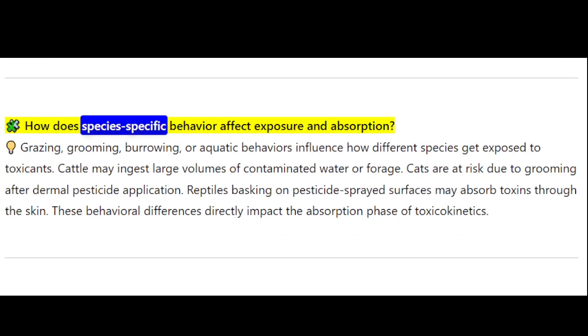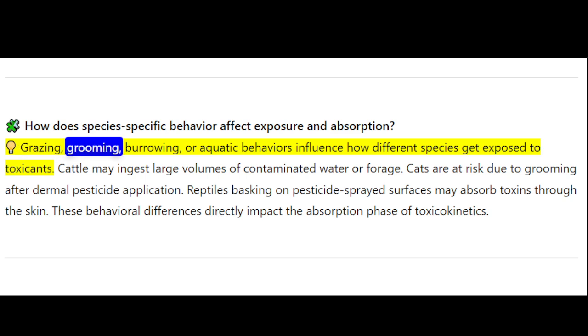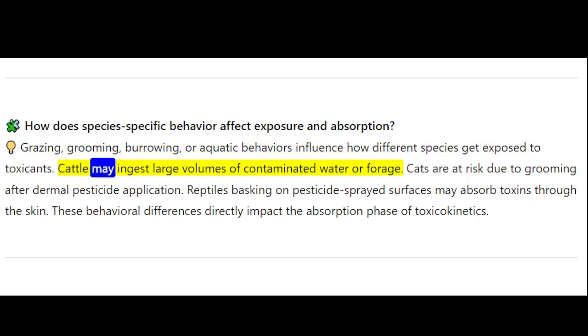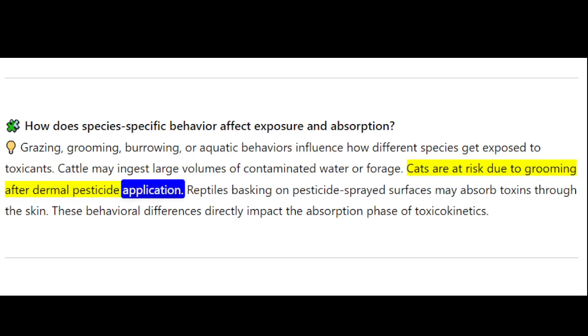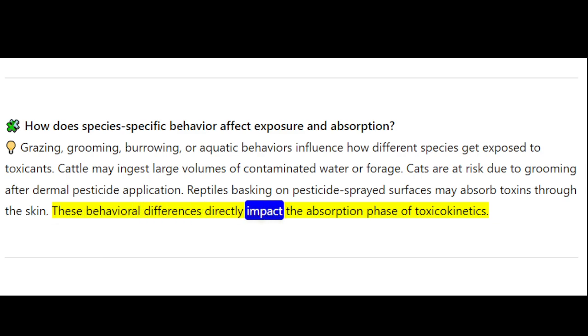How does species-specific behavior affect exposure and absorption? Grazing, grooming, burrowing, or aquatic behaviors influence how different species get exposed to toxicants. Cattle may ingest large volumes of contaminated water or forage. Cats are at risk due to grooming after dermal pesticide application. Reptiles basking on pesticide-sprayed surfaces may absorb toxins through the skin. These behavioral differences directly impact the absorption phase of toxicokinetics.